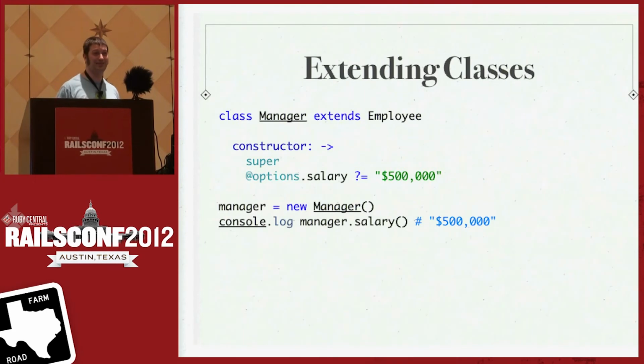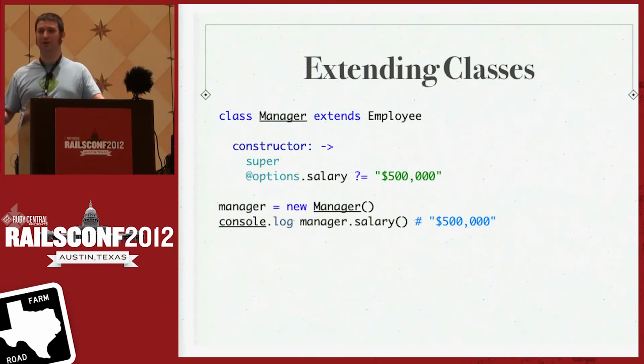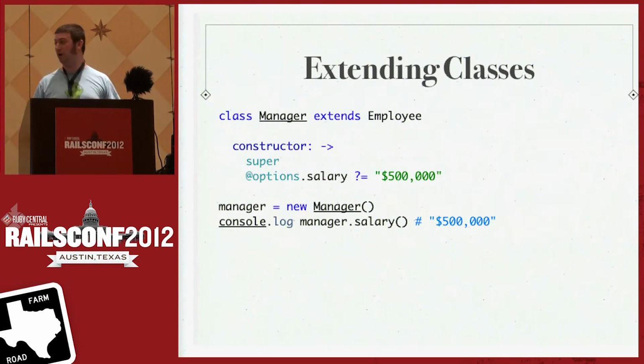We can extend classes. So now we have inheritance in our JavaScript all of a sudden when we use CoffeeScript. Right? So here I've got a manager class that extends employee. I've got a constructor, and in the case of the constructor, I'm going to call super. And super has the same exact rules as Ruby does. So if I call super, it's going to pass in any arguments that are passed into that function by default, or I can pass in my own set of arguments to that super call as well. And here in the constructor, I'm going to set the manager's salary to a default of $500,000. So now if I just create a new manager and ran his salary, I would see $500,000.